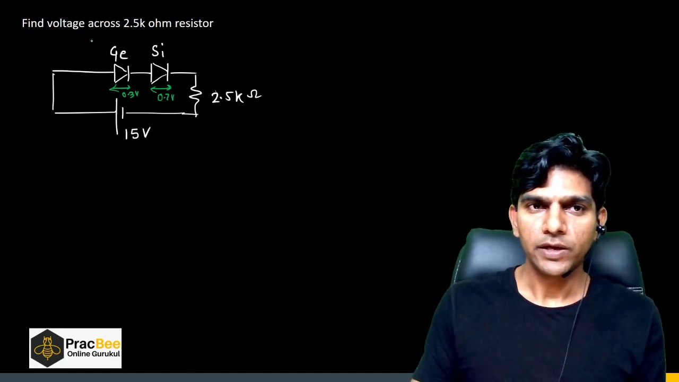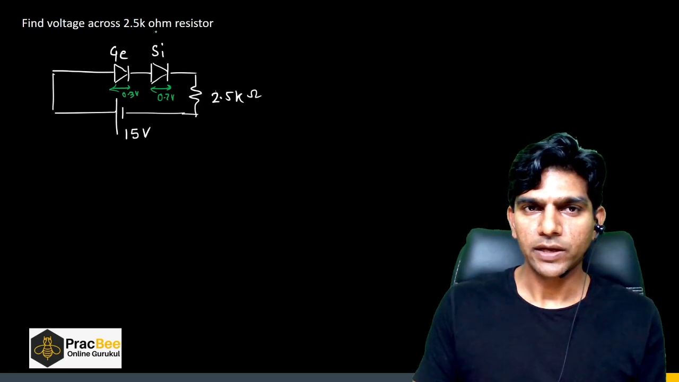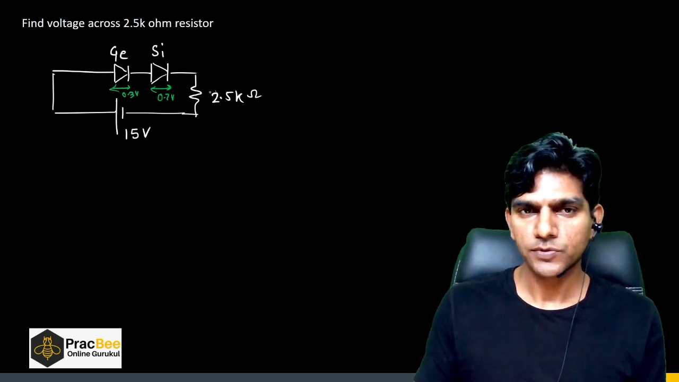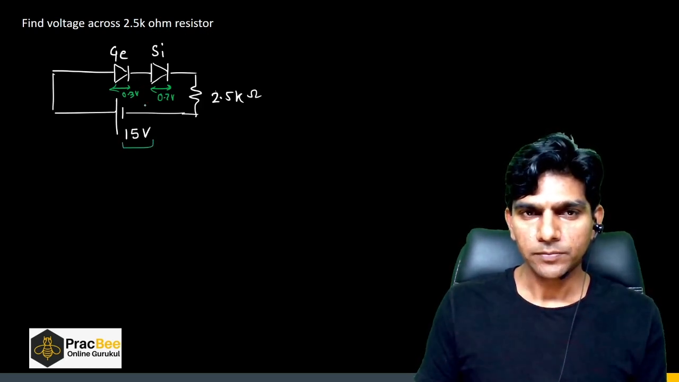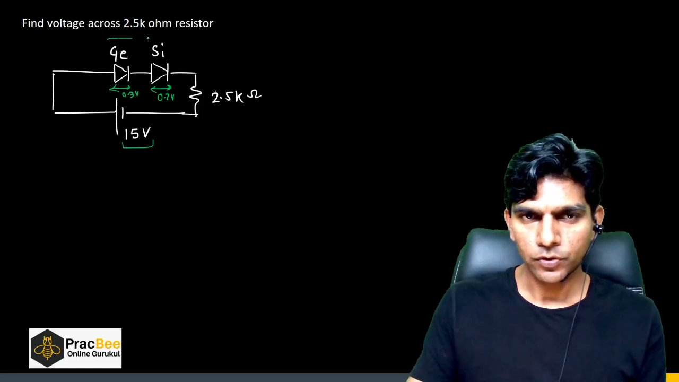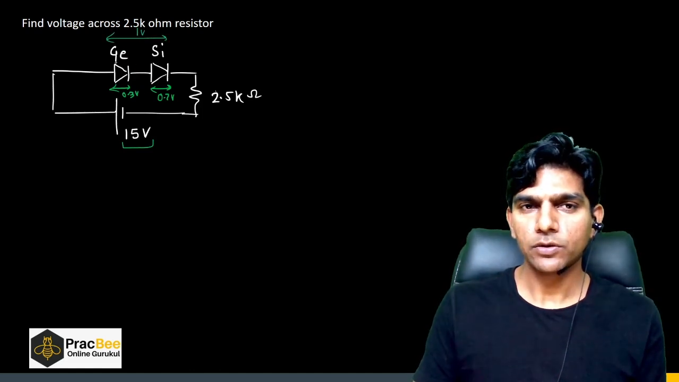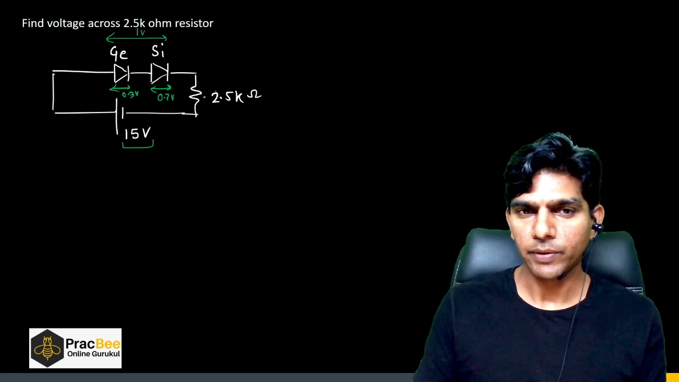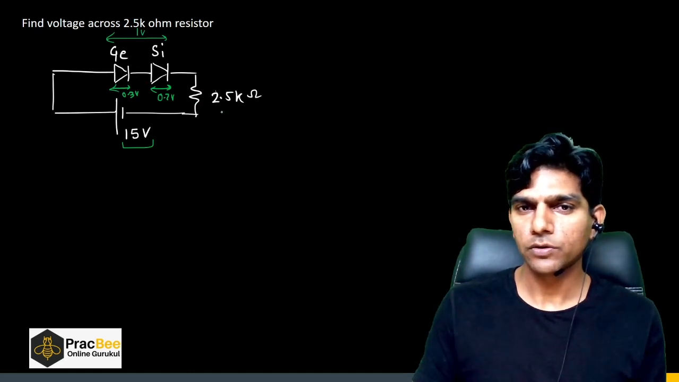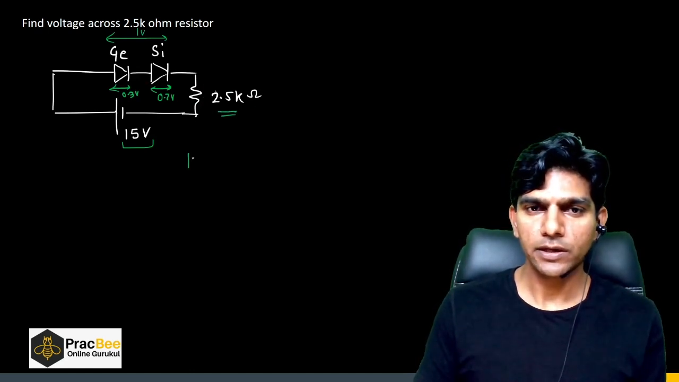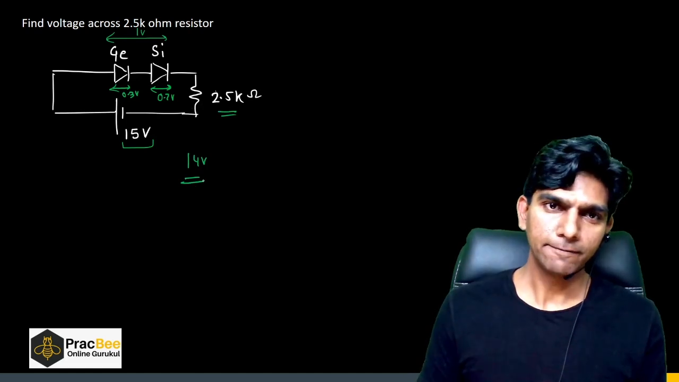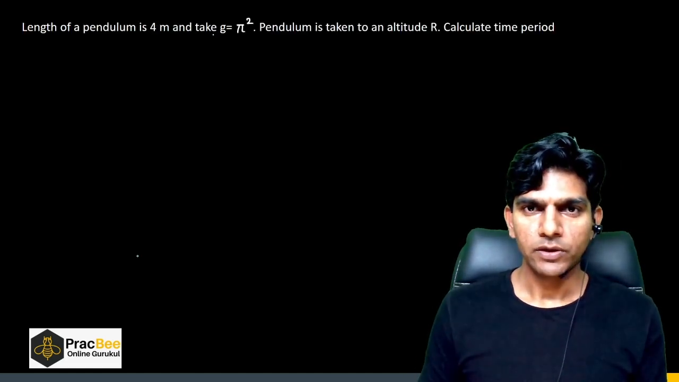So now we need to find the voltage across the 2.5 kilo ohm resistor. If out of 15 volts, overall 1 volt is getting dropped across these two diodes, then the remaining voltage will be across the resistor. So the answer should be 14 volt, right? Okay, now let us see the next question.